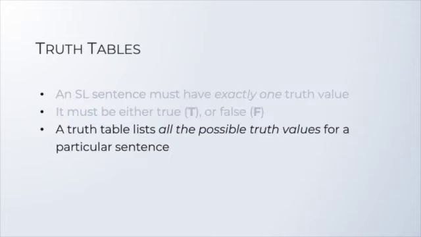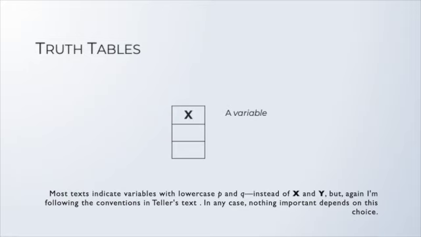Then, what a truth table does is to list all the possible truth values for a given sentence. In the case of an atomic sentence, this is quite straightforward. It is either true or false. So, here we have it. X can be any sentence. We could write any uppercase letter in its place. We could substitute X with any sentence. X is a variable, then.